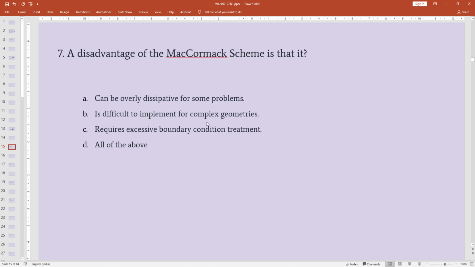Next question: a major disadvantage of the McCormack scheme is what? Option A, can be overly dissipative for some problems. Option B, is difficult to implement for complex geometries. Option C, requires excessive boundary condition treatment. Option D, all of the above.